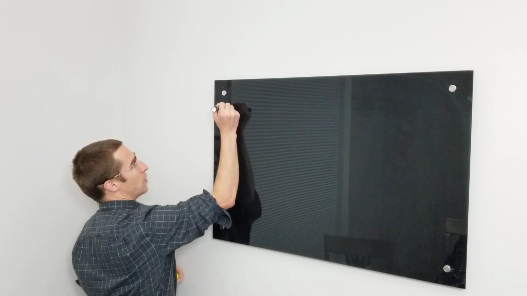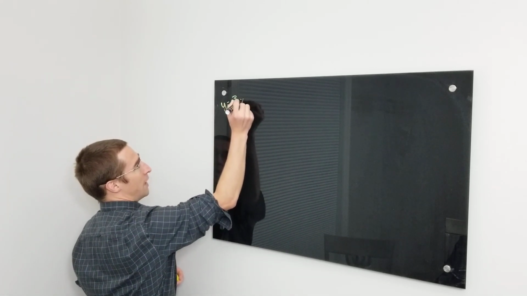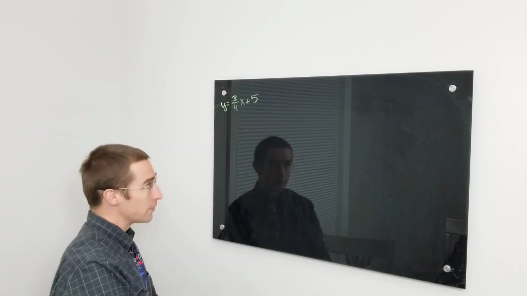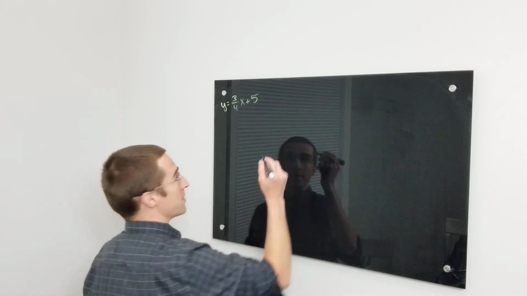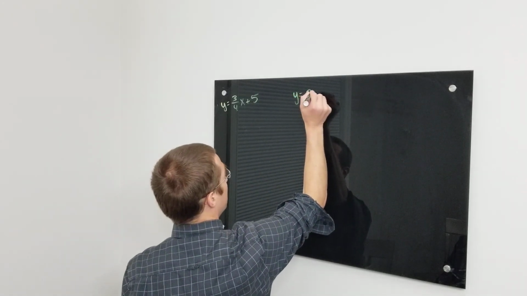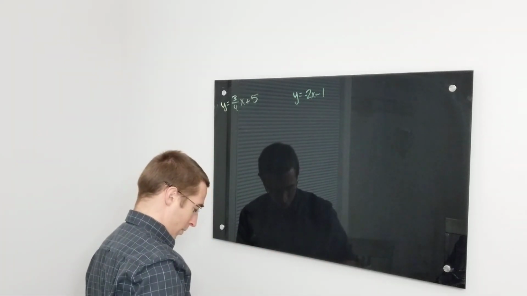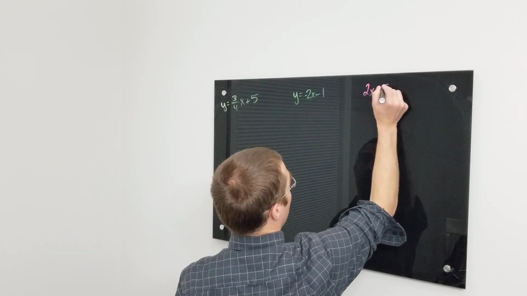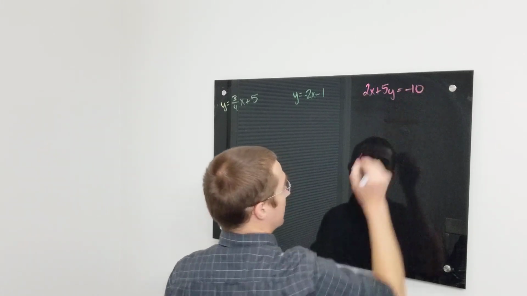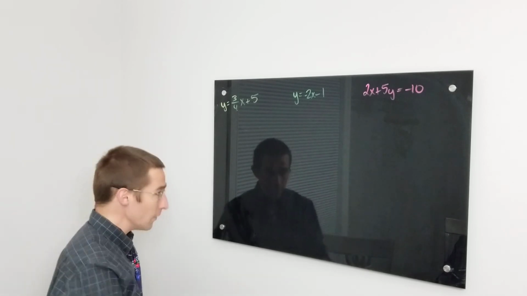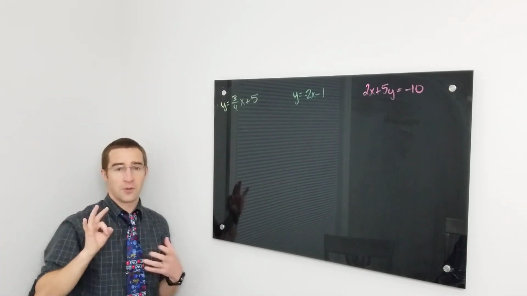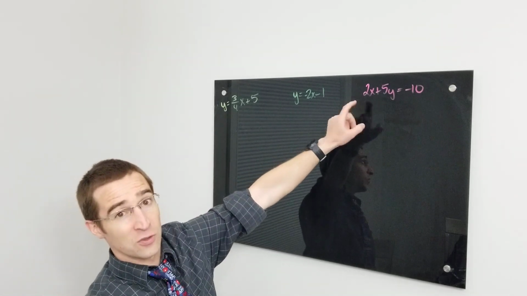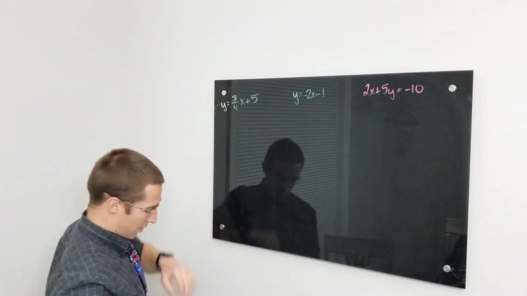So here we have y equals 3 over 4x plus 5. That's one of them. Here we have y equals negative 2x minus 1. And we got one more here, which is 2x plus 5y equals negative 10. Okay, so 3 equations for 3 lines. These 2 are in slope-intercept form. This one is in standard form. We'll talk about that one. So let's just go ahead and start here.